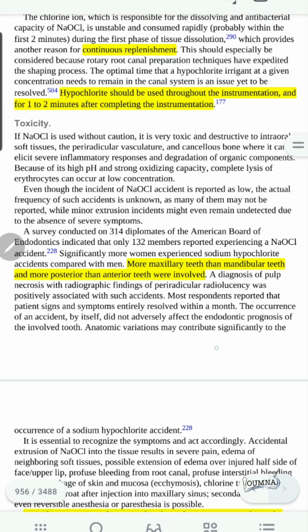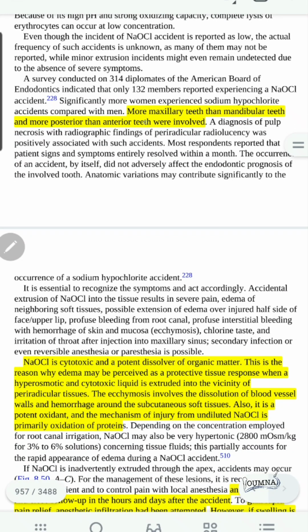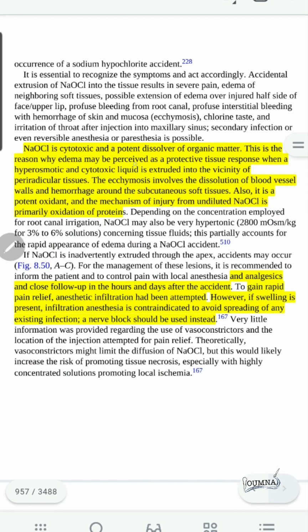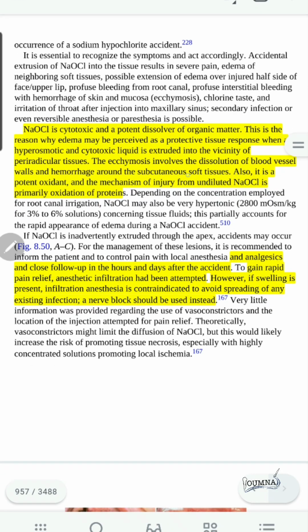Let's discuss its toxicity and the potential of getting a hypochlorite accident. It happens in the maxillary teeth more than the mandibular, and in the posterior more than the anterior, because it is a dissolver of organic matter. When it reaches the periapical area, it causes dissolving of the blood vessels and causes hemorrhage, which results in edema and swelling.